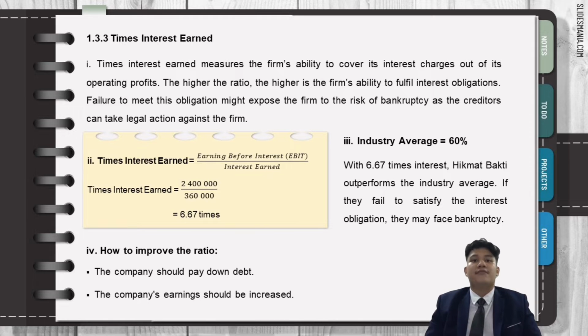If they fail to satisfy the interest obligation, they may face bankruptcy. The company should pay down debt in order to strengthen its debt to equity ratio.